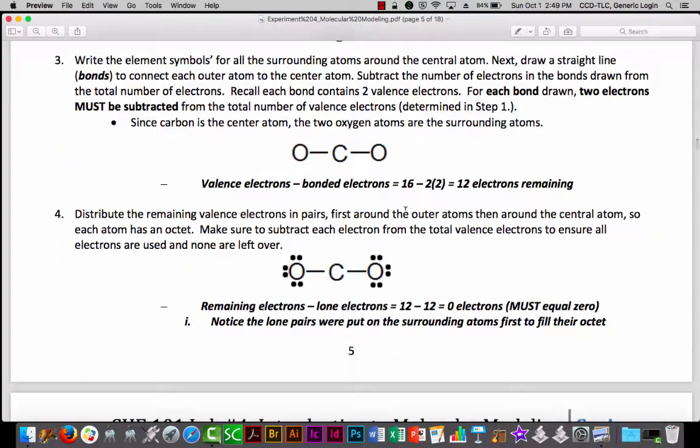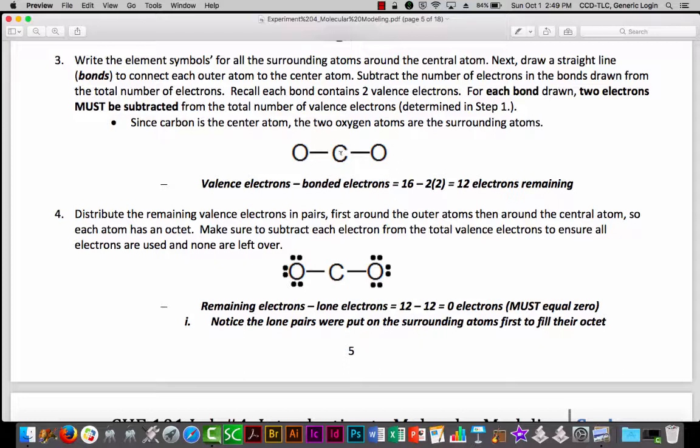Step 3 is to write the element symbols for all the surrounding atoms around the central atom. Next, we'll draw a straight line, bonds, to connect each outer atom to the center atom. You want to subtract the number of electrons in the bonds drawn from the total number of electrons. Recall that each bond has 2 valence electrons, so for each bond drawn, 2 electrons must be subtracted from the total number of valence electrons determined in step 1.